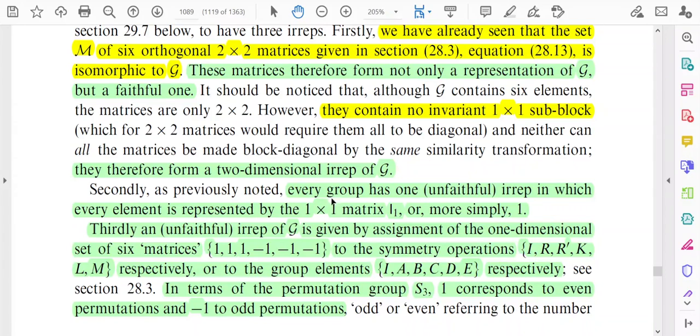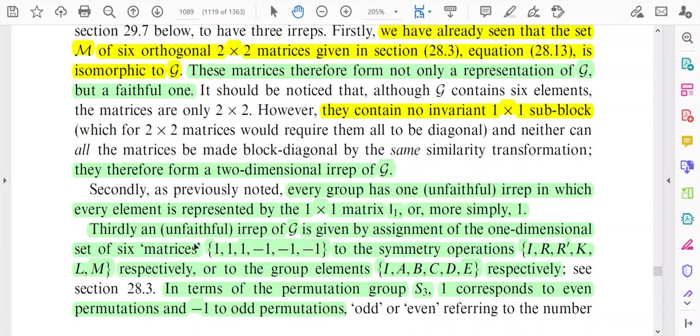And secondly, every group has one unfaithful irreducible representation in which every element is represented by the 1 by 1 matrix I1, or more simply by 1. That is, if we represent every element as a 1 by 1 matrix, that is by 1, then this representation is also an irreducible representation, but we have to say that this is unfaithful, as all the elements are 1.